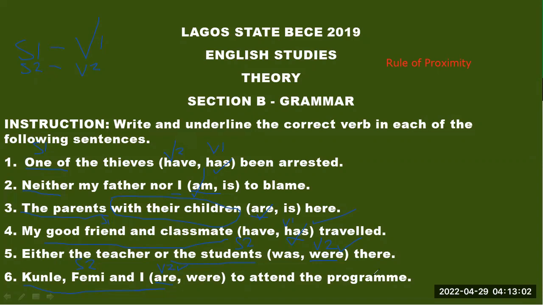There's nothing to suggest that the event is already past. So we ought to choose the present tense in this case. It's still a future program. Kunle, Femi, and I are to attend the program. All right, so this is the way it is.